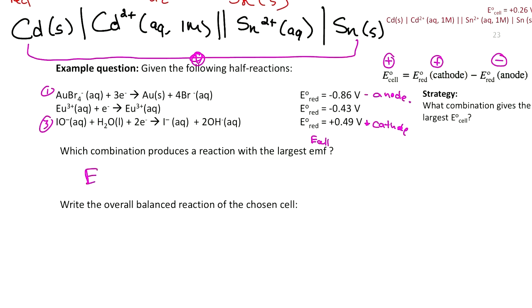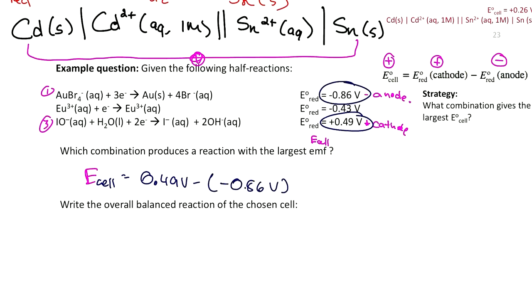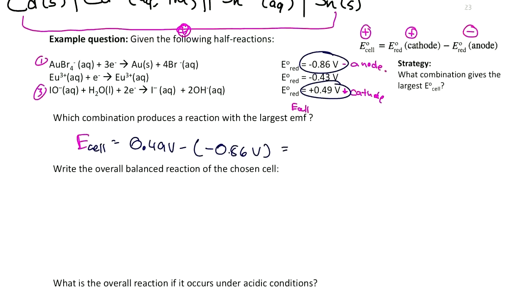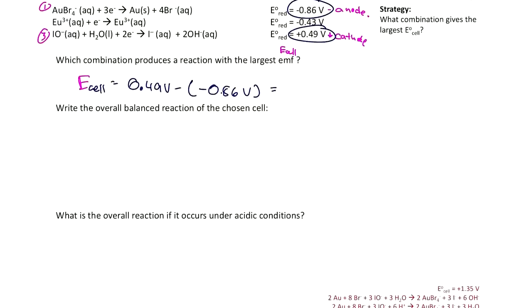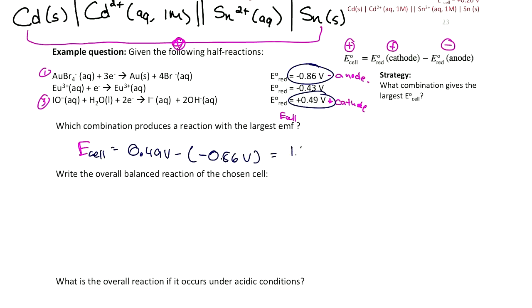So if we calculate the E cell for this, it's going to be the cathode value, 0.49 volts, minus the anode value, negative 0.86. Again, notice that I'm just using the reduction values as is. That minus sign is what's doing the flipping for me. So again, don't do it twice. Then add those 2 numbers up, and you get a fairly high cell potential of 1.35 volts if you combine those 2 things.